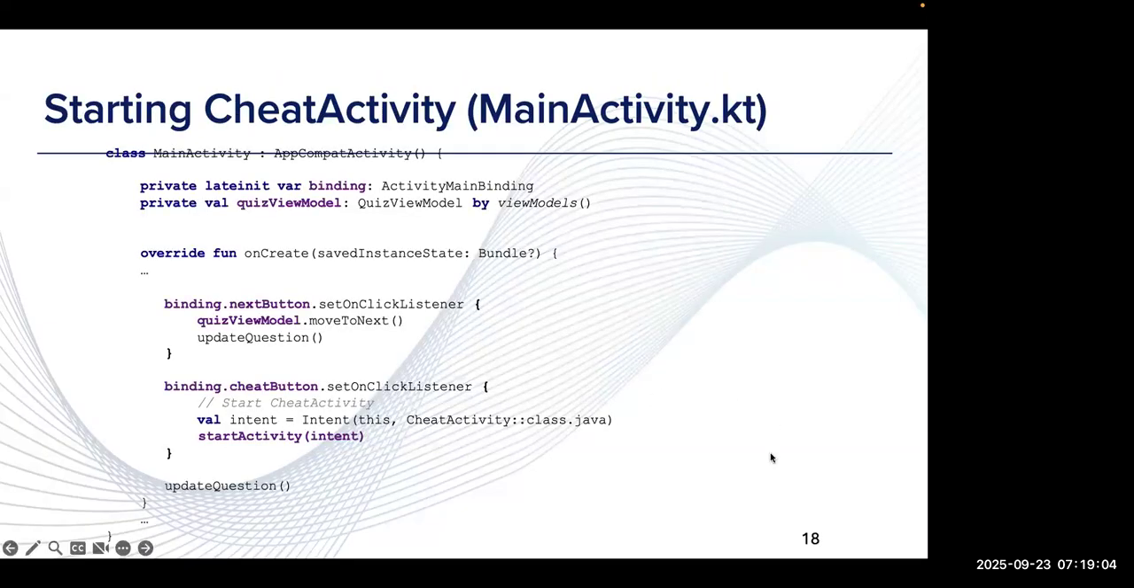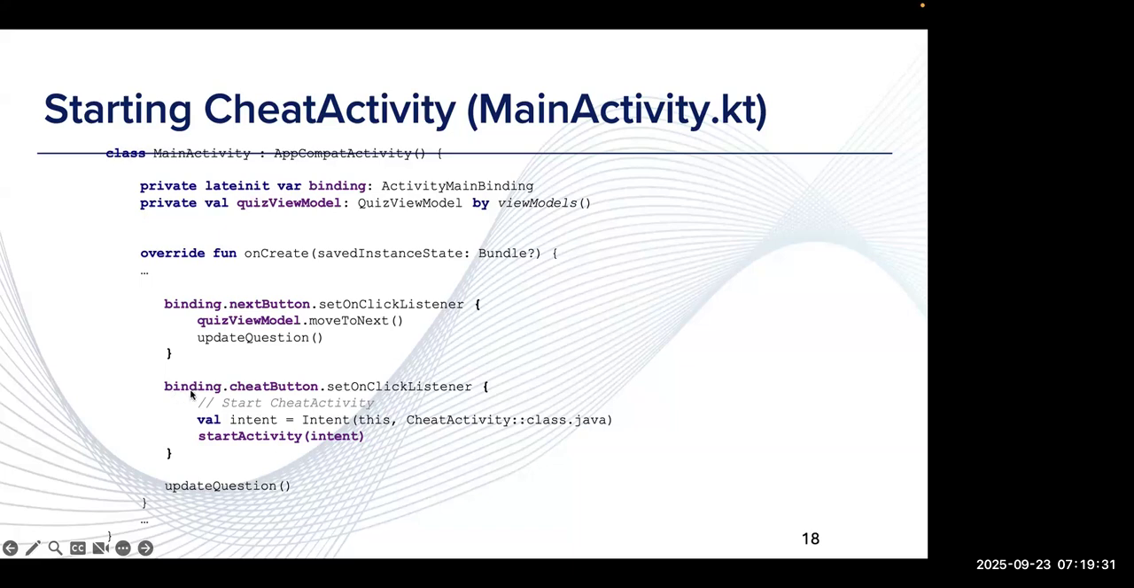All right. So starting the cheat activity, and this is for the main activity Kotlin file. So this is the main activity class that you have. We talked about the binding. You should have this already in your assignment too. And then we have the override function onCreate. Remember, that's part of the life cycle.